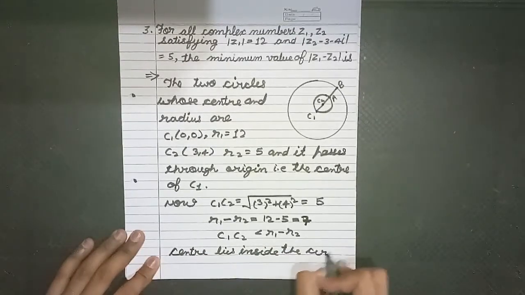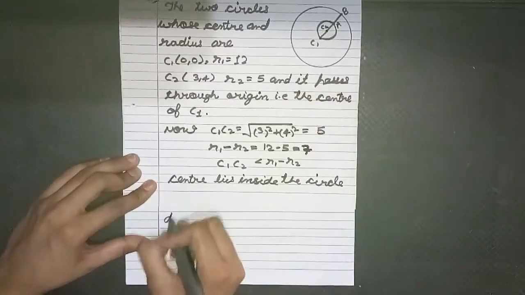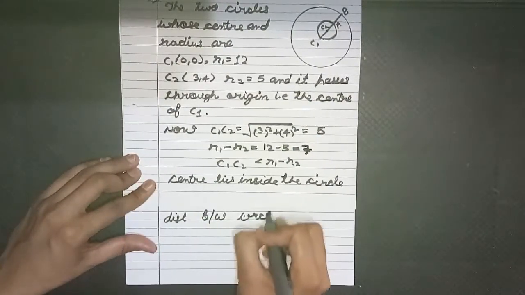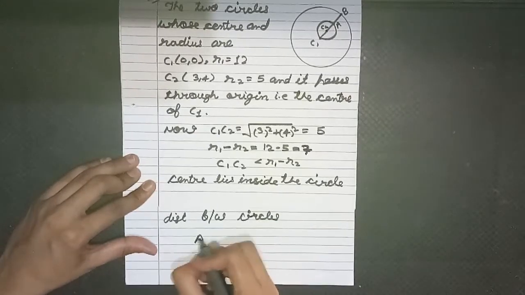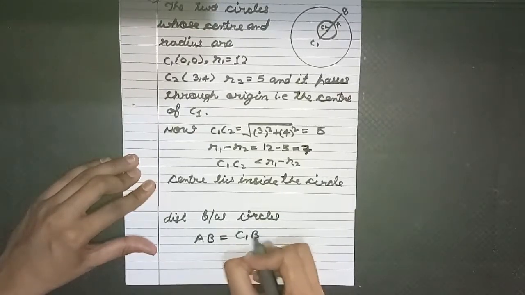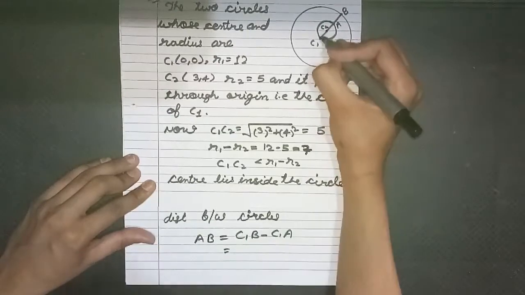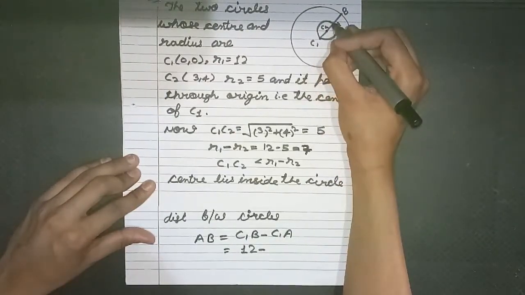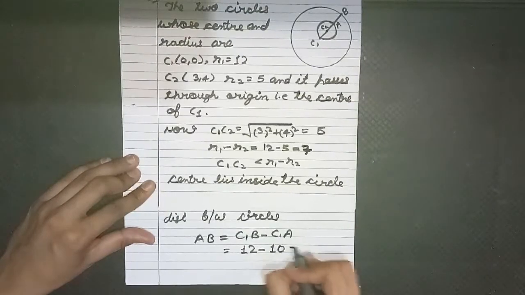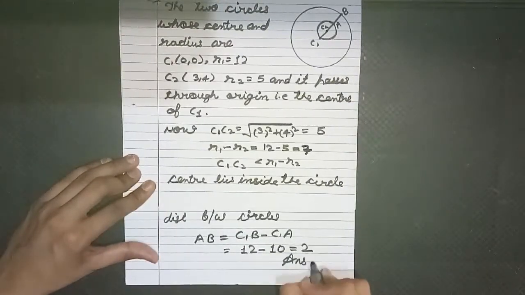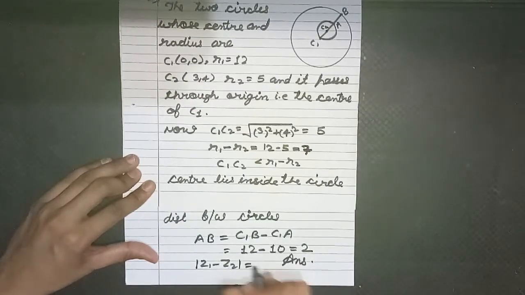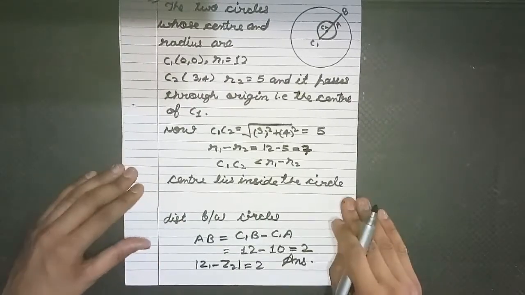So from the picture you can see the distance between the circles means AB. AB distance is equal to C1B − C1A. Now C1B is 12 minus C1A is 10, right? So this is equal to 2. Now |z1 − z2| is equal to 2. So this is the answer.